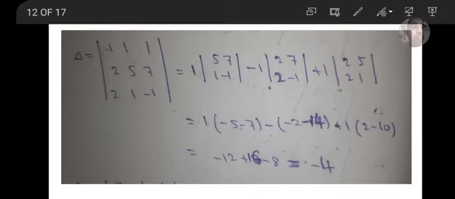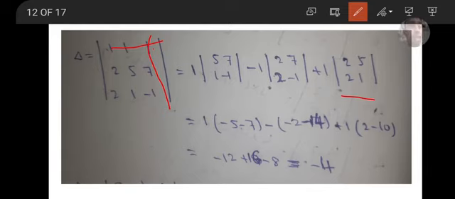First, delta. Delta means the determinant of a matrix, that is 1 into its minor. Minor means you have to remove the row and column, that is the determinant of 5, 7, 1, minus 1. Next, minus 1 into its minor, the column and row will be cancelled: 2, 7, 2, minus 1. Next, plus 1 into, here the row and column will be removed: 2, 5, 2, 1. So find out these 2 by 2 matrices.